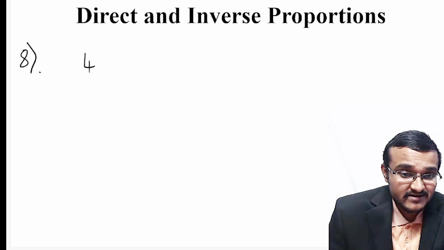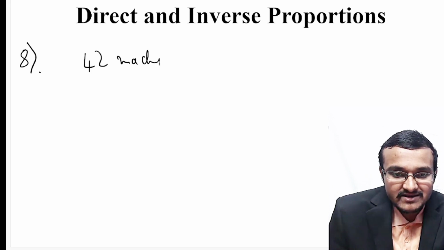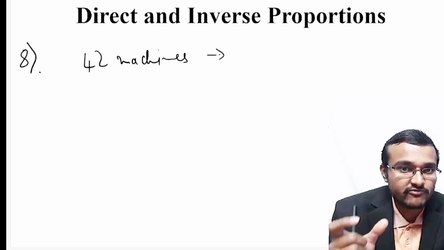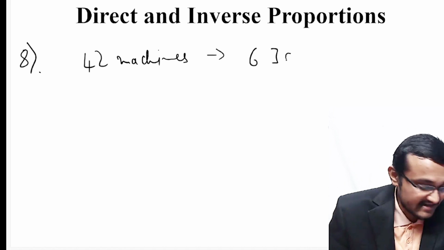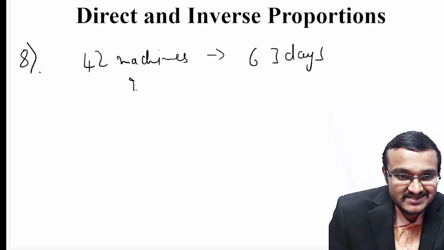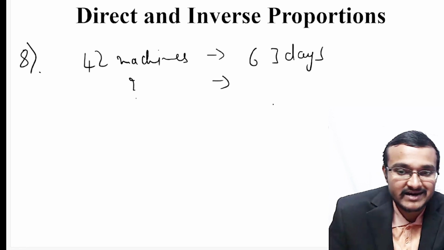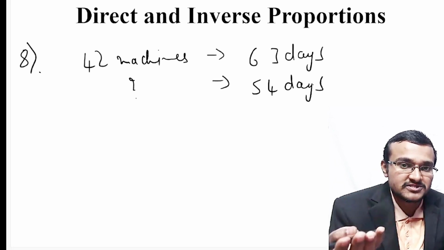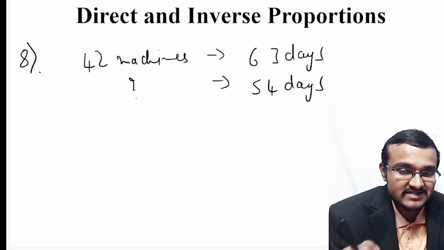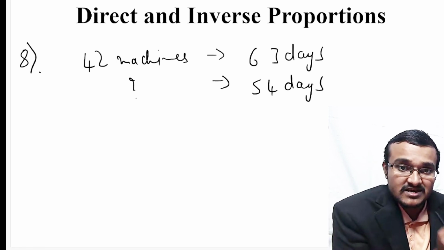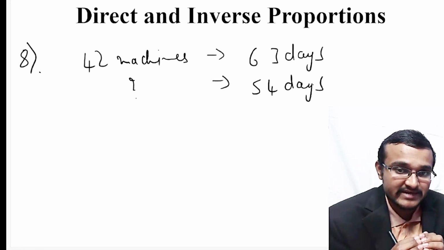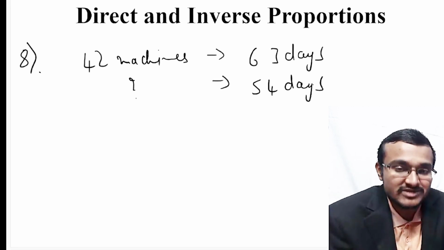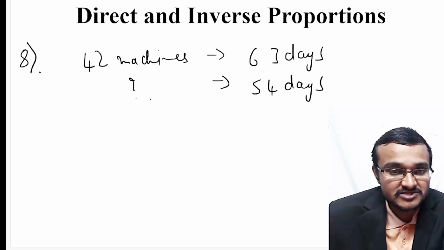Coming to the 8th question, here 42 machines are required to print a particular number of articles in 63 days. So how many machines are required to complete the same number of articles in 54 days? That means the number of machines should be increased, because to print the same number of articles they are taking 63 days using 42 machines. But now if they want to reduce the time from 63 days to 54 days, then they require more machines. More than 42 machines are required.